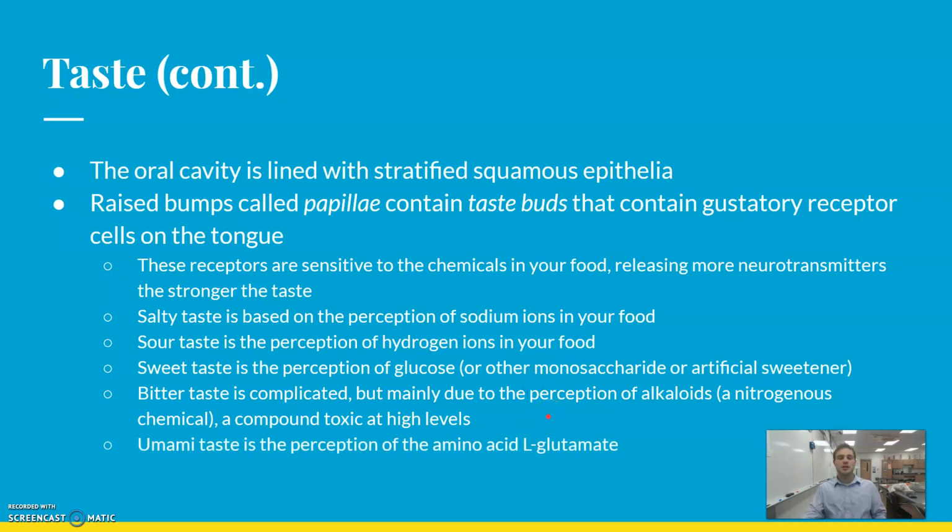Umami taste is going to be the sense of a very specific amino acid known as L-glutamate. Umami, again, is that savory taste, which is going to be associated with your proteins, which makes sense, since this is the perception of an amino acid, and amino acids, you may remember, are chained together to make proteins.